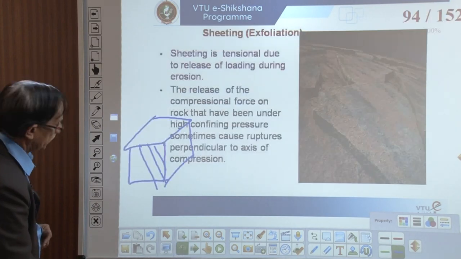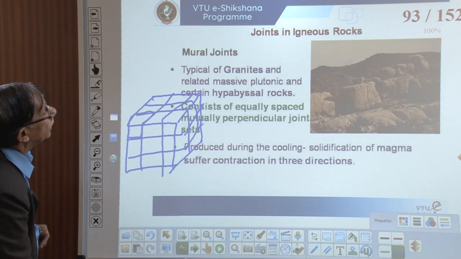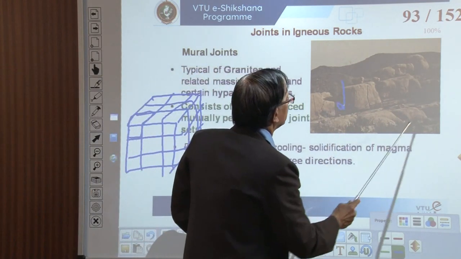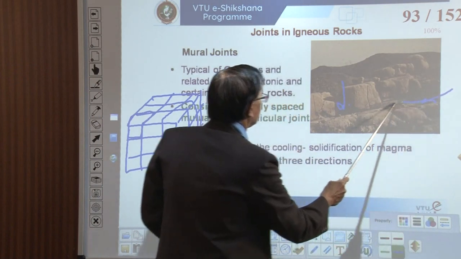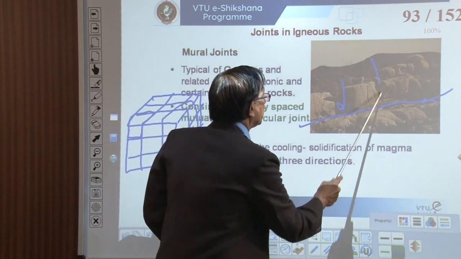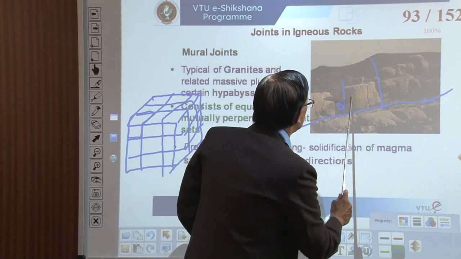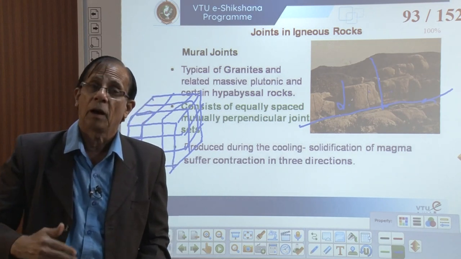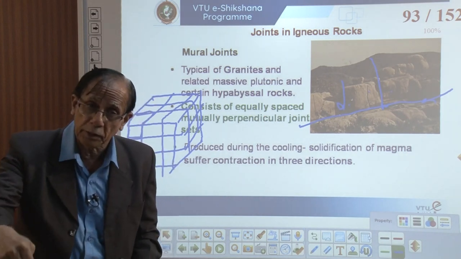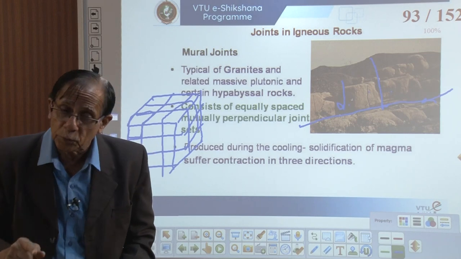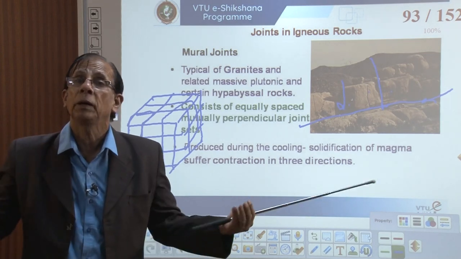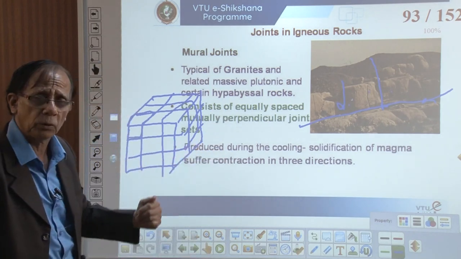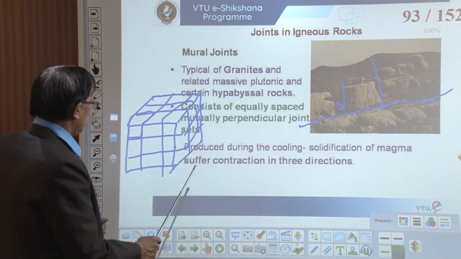For example, if this is the case, I can inject a cement slurry. I can inject cement slurry that flows all around. If I inject that, it flows all around, I can seal those joints. Means, when joint patterns are regular, although they penetrate deep, it is also possible to take precaution by rock bolting, rock jointing, etc. What is rock bolting, rock jointing? I'll explain.